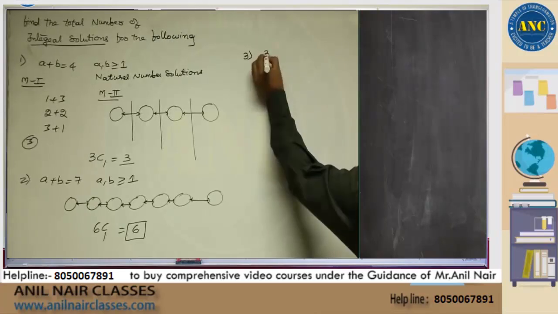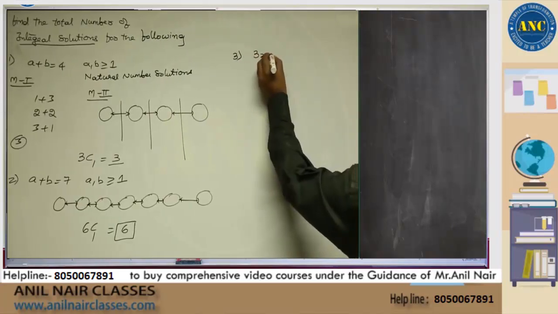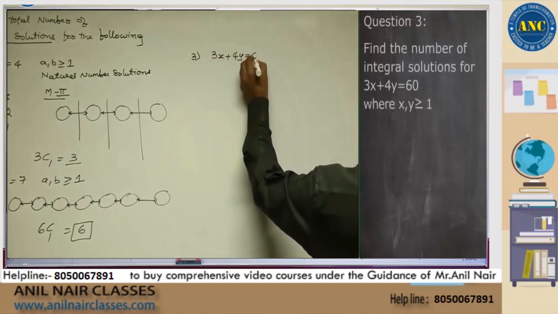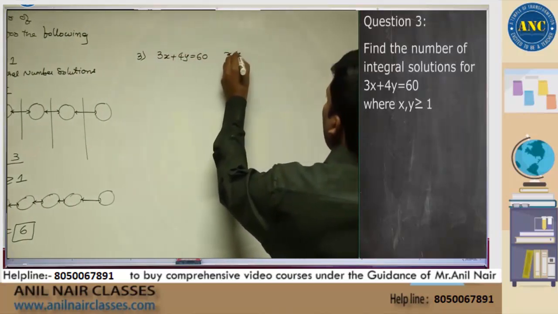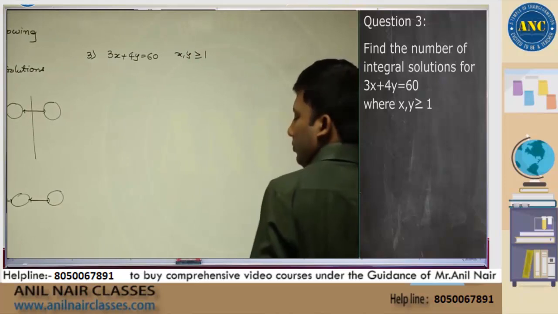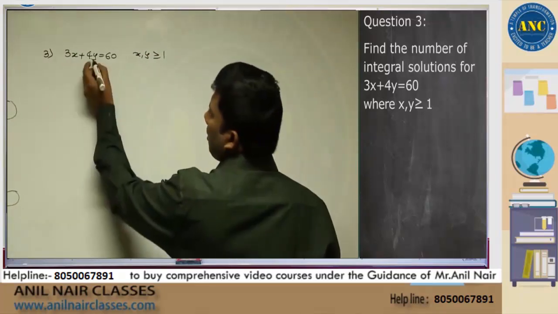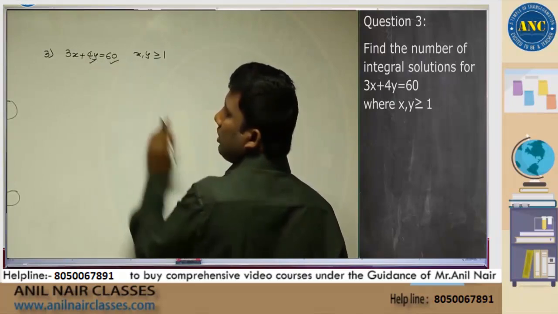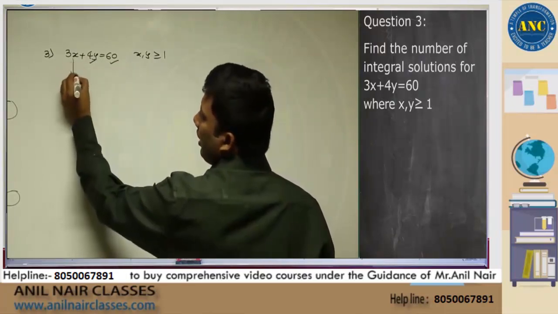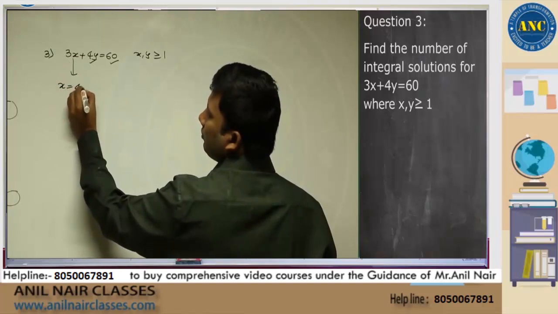See here. 3x plus 4y equals 16, x and y greater than or equal to 1. Now see here. This is divisible by 4. This is divisible by 4. x should be divisible by 4.